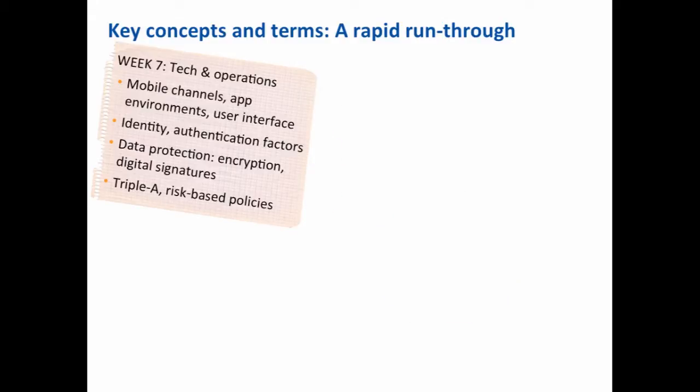In week 7, we looked at the technology and operational enablers behind all of this. How do you present a menu to the customer in an easy, friendly user interface? What mobile channels should you use to exchange the data, and where should the application reside? We looked at the broader notion of identity and how we use authentication factors as proxies for that identity, and the need for data protection. We explored how you can ensure that data is not intercepted or tampered with as it flows through the network.